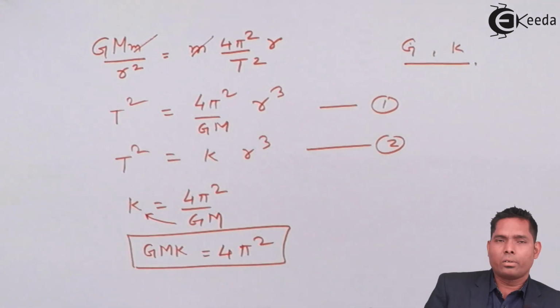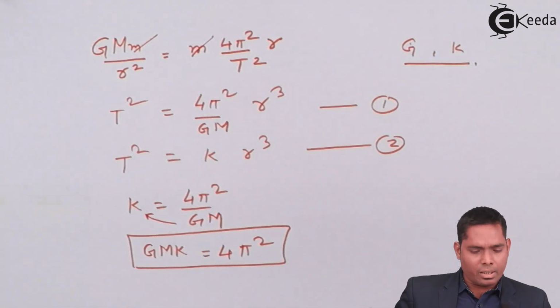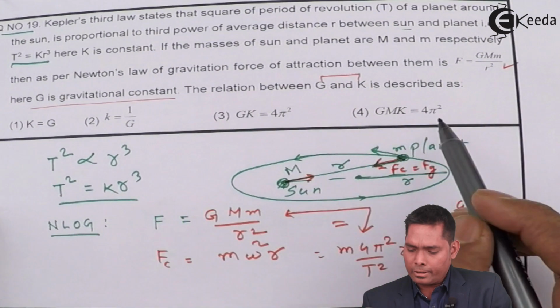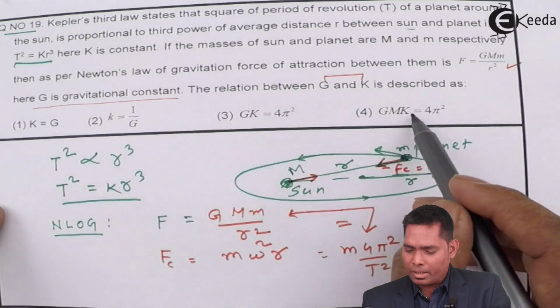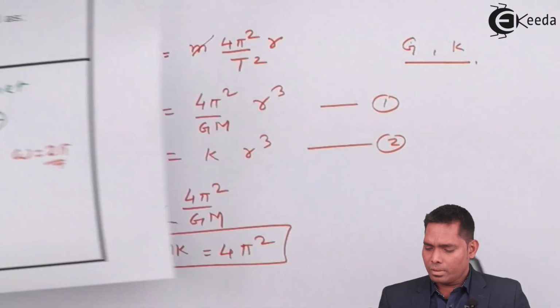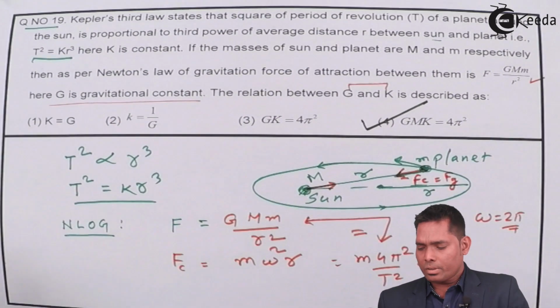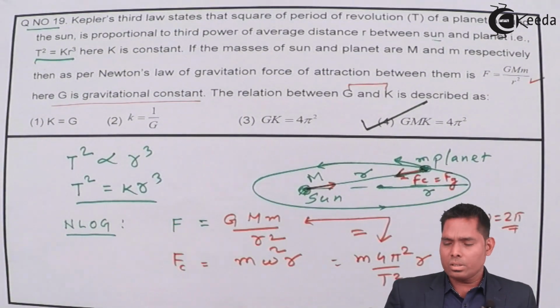This is the relation I'm getting, and you can see here, if this is the option, then G M K is 4 pi square, this is the answer. G M K is 4 pi square. So this is the answer to this question.